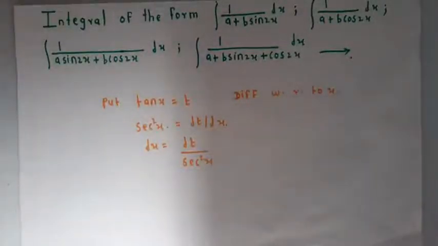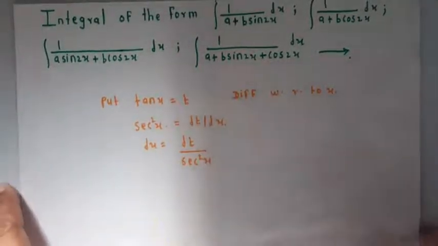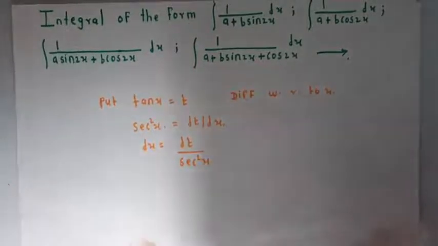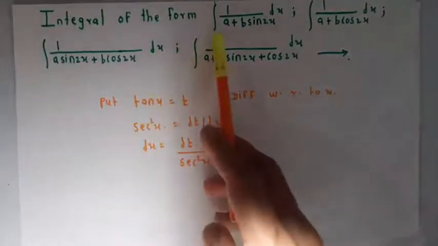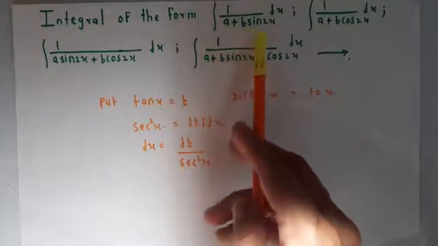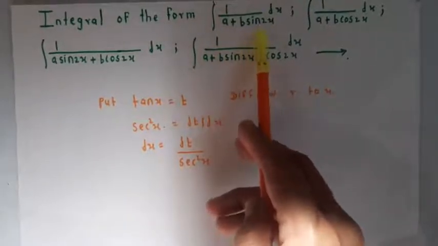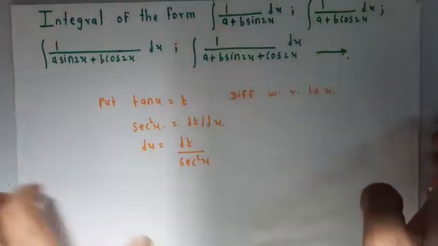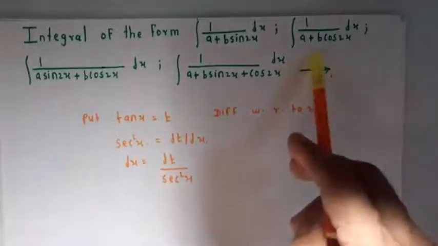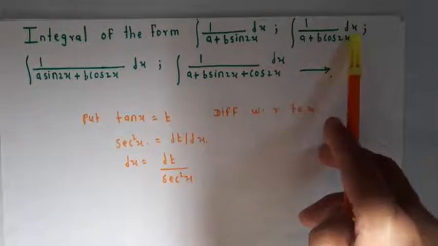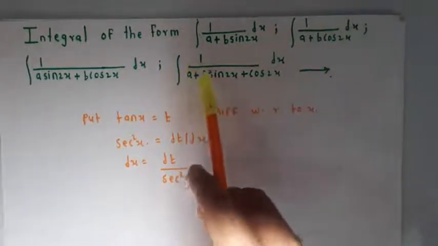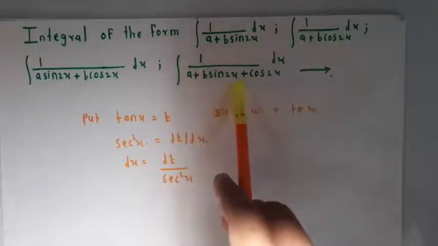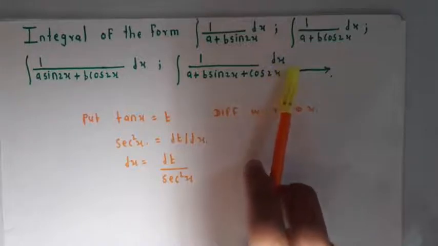But now, in the same exercise 3.2b, there are some problems related to integrals of the form a plus b sin of 2x. Instead of sin of x, there is sin of 2x. Cos of 2x, that is integration of 1 upon a plus b cos of 2x with respect to x. Integration of 1 upon a plus b sin of 2x cos of 2x with respect to x.